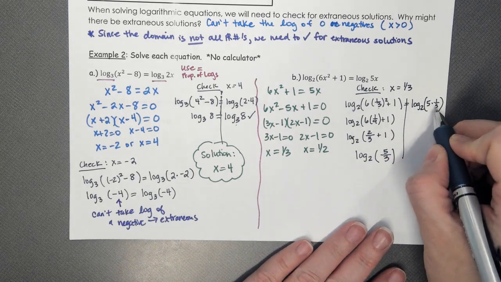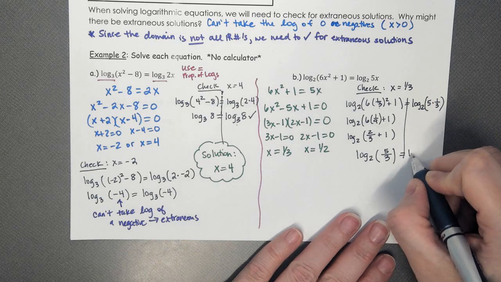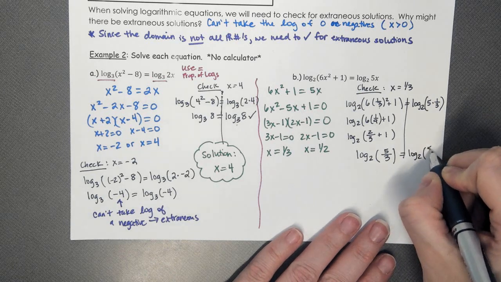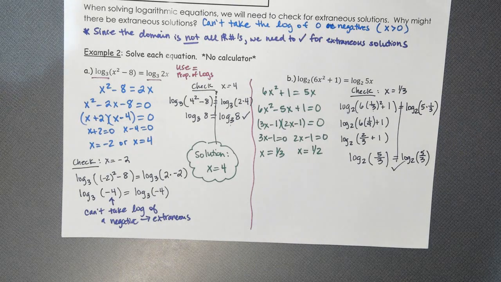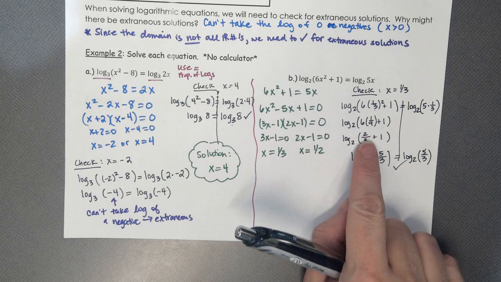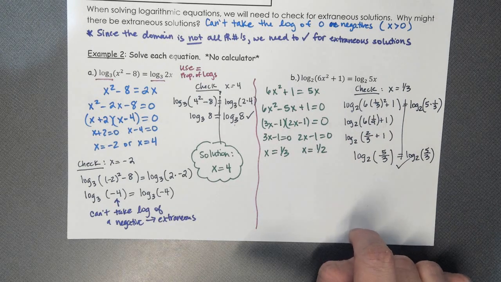Okay, and then look, 5 times 1/3 is what? 5 over 3. No negative, so that's going to check. Okay, so this is what you should have. This is your step-by-step way to check.